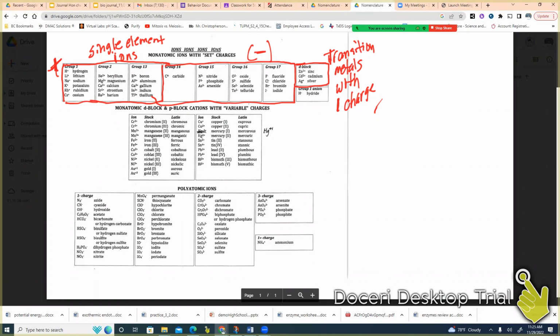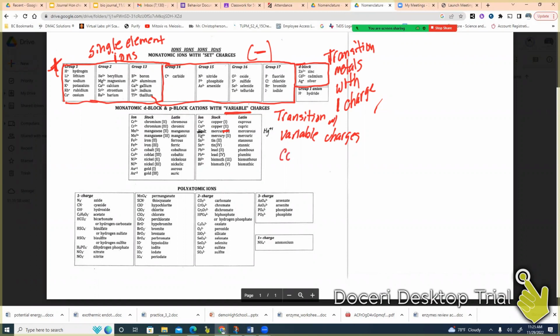All right, in my next middle section, these are going to be transition metals with variable charges. So what I mean by that, if you look at copper, sometimes copper is +1, sometimes copper is +2. It depends on what it's combining with. And the Roman numeral behind it is going to tell you which charge is being used.